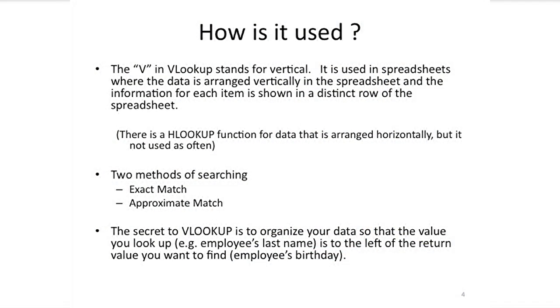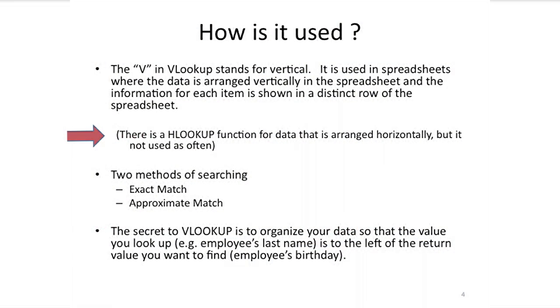So how is it used? First of all, the V in VLOOKUP stands for vertical. So it's designed to be used for a spreadsheet where you've got a lot of information, and each row, arranged vertically down your spreadsheet, pertains to a common record or a common person or a common model number. Okay, so basically your information is arranged in rows, and then your rows go vertically down the spreadsheet. So that's when you would use VLOOKUP.